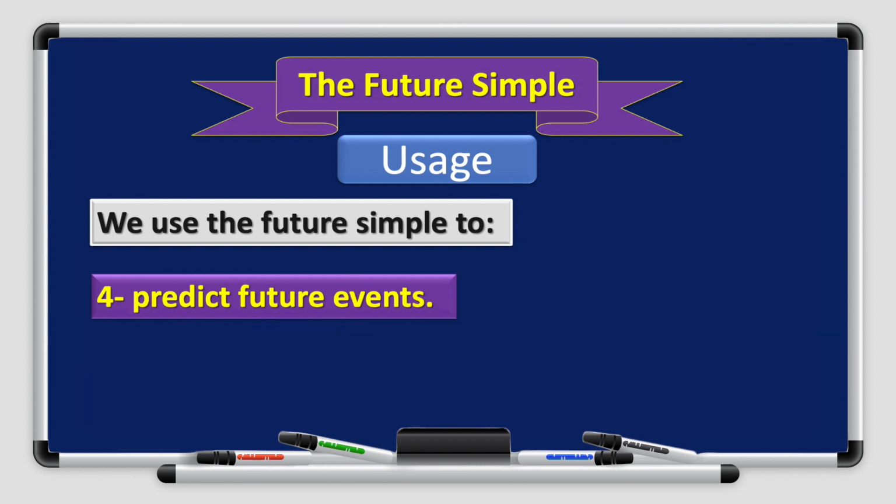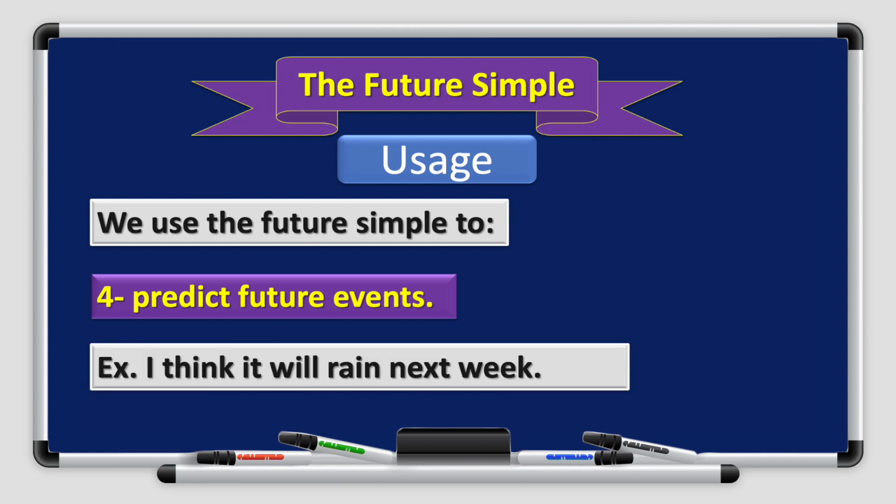And we also use the future simple to predict future events. Focus on predict here. You are not 100% sure. It's not certain. You are predicting a future event. For example, I think it will rain next week. So you're not sure yet. You think it will rain next week. You are predicting a future event.